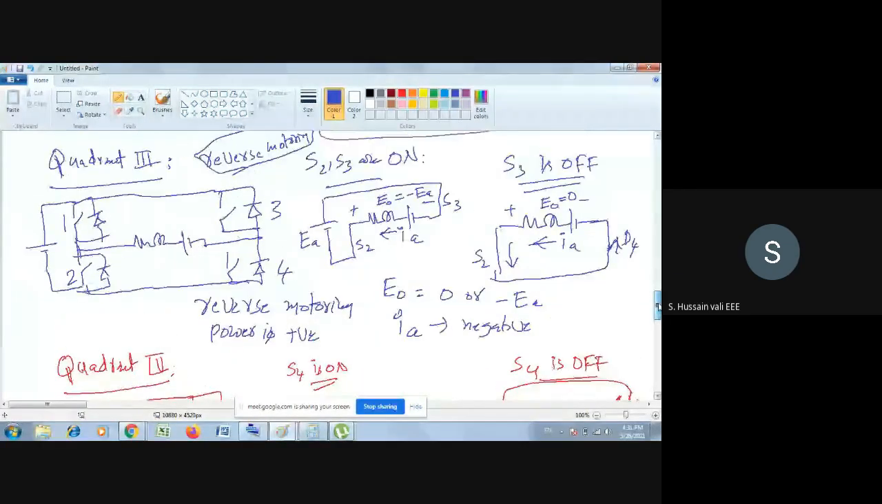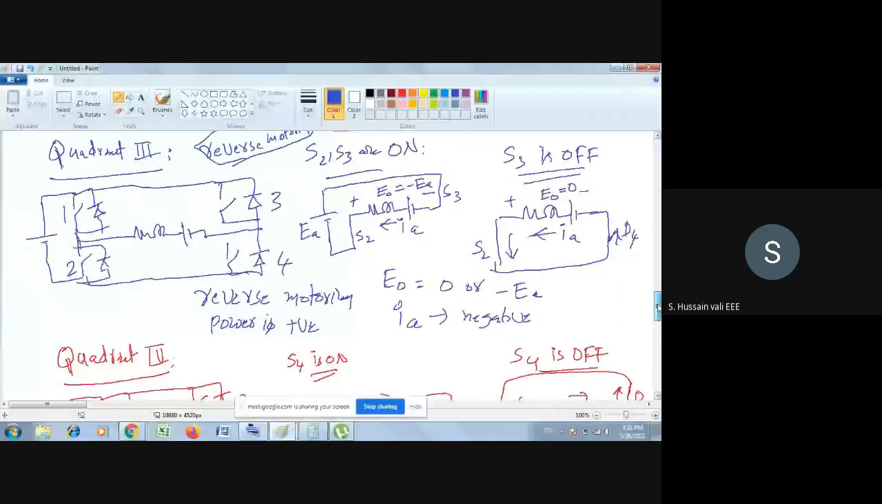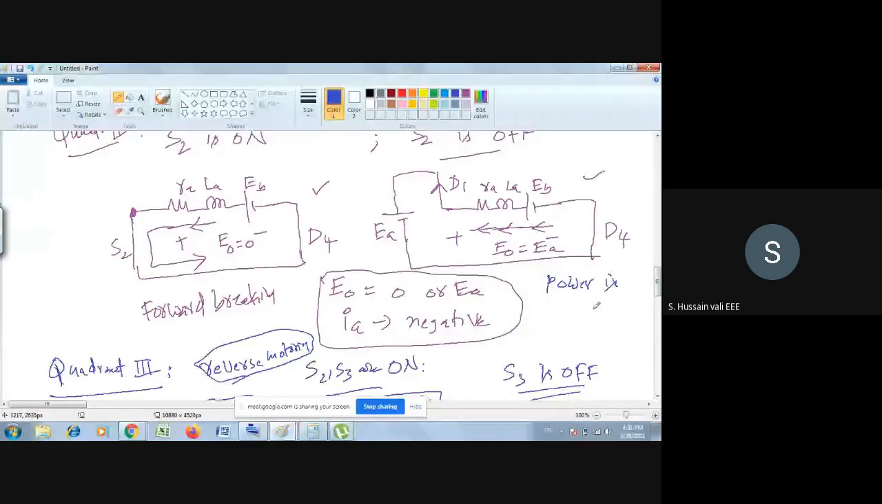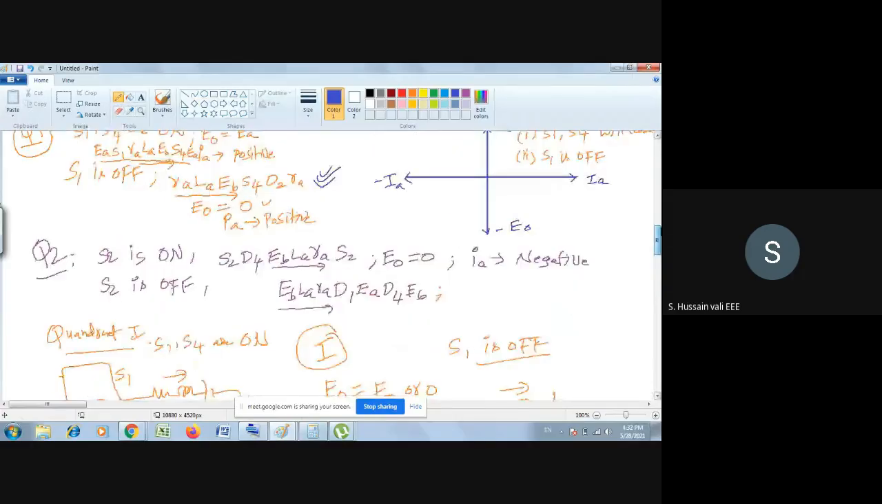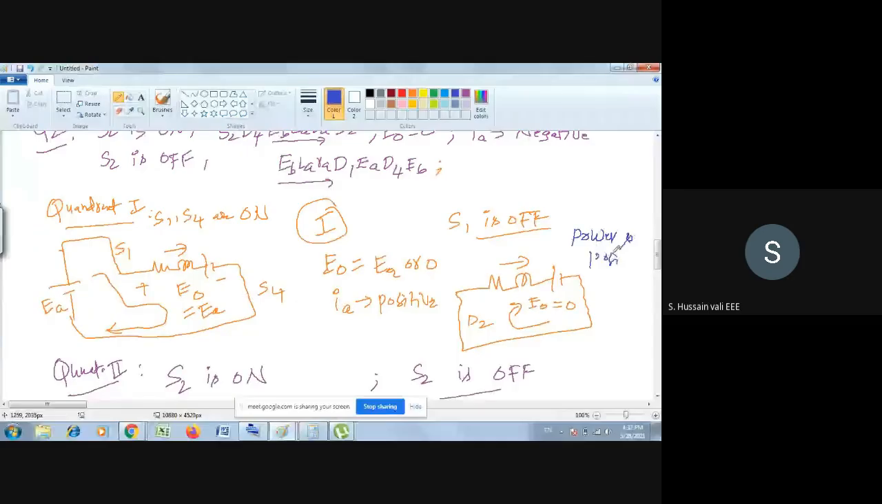So when you reverse the terminals of the armature, obviously, how is it here? Forward braking. Here, forward braking means power is negative, whereas EA is positive. Here, in the first quadrant, power is positive. So these are the four quadrants of how you run the machine in all four quadrants using the four quadrant chopper.